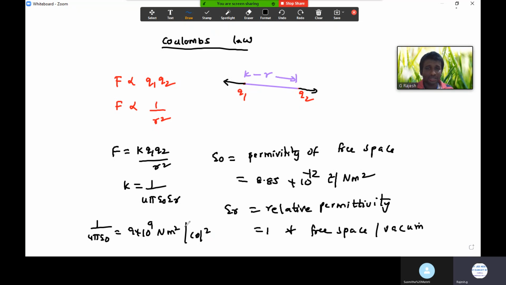So this is nothing but Coulomb's law. Force is directly proportional to the product of charges and inversely proportional to the square of the distance between them, with a constant K, where K is called the proportionality constant.